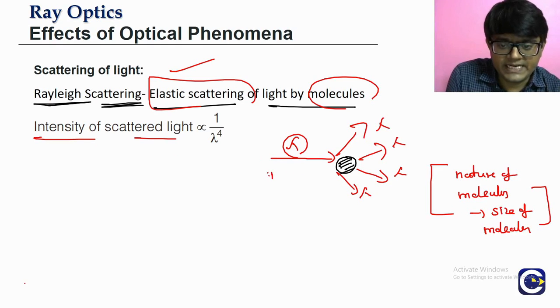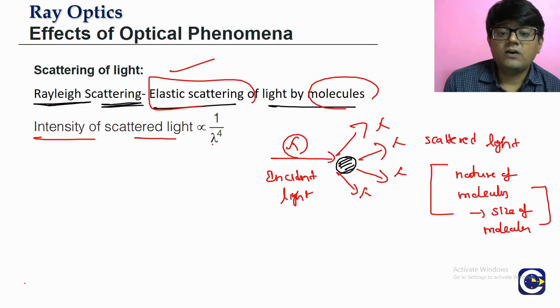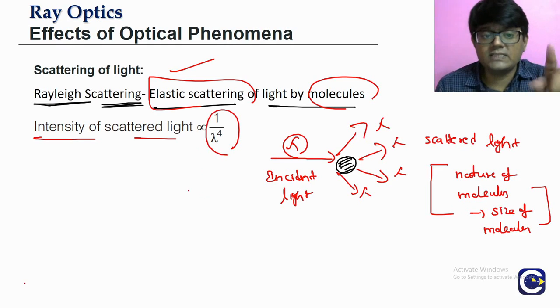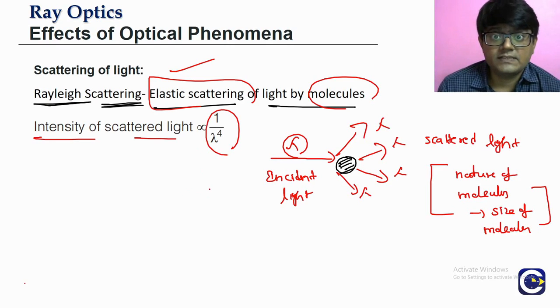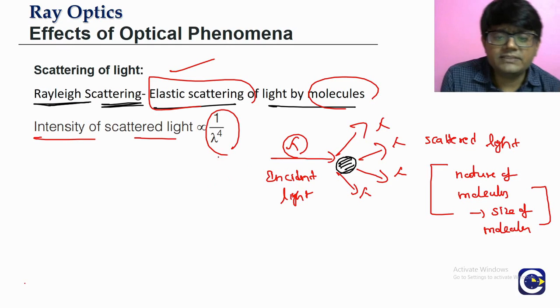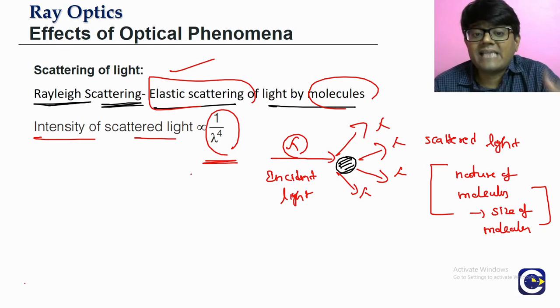so we have the incident light and we have the scattered light. The intensity of the scattered light is found to be proportional to 1 by lambda power 4. This is as per the Rayleigh theory of scattering, which is based on the elastic model. We don't need to get into the details of it, but this understanding is sufficient for us: the intensity of the scattered light is proportional to 1 by lambda power 4.